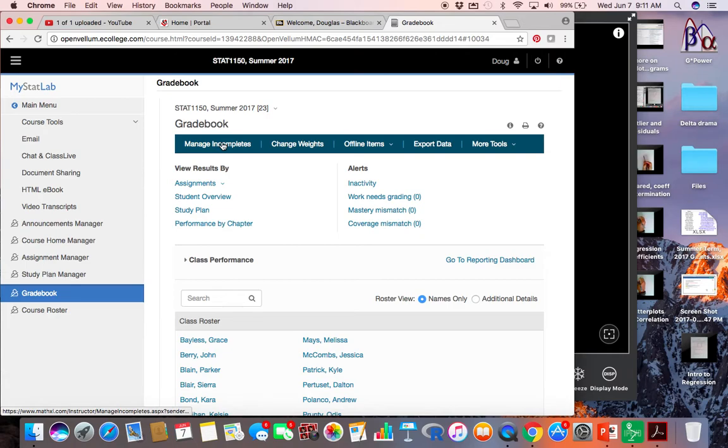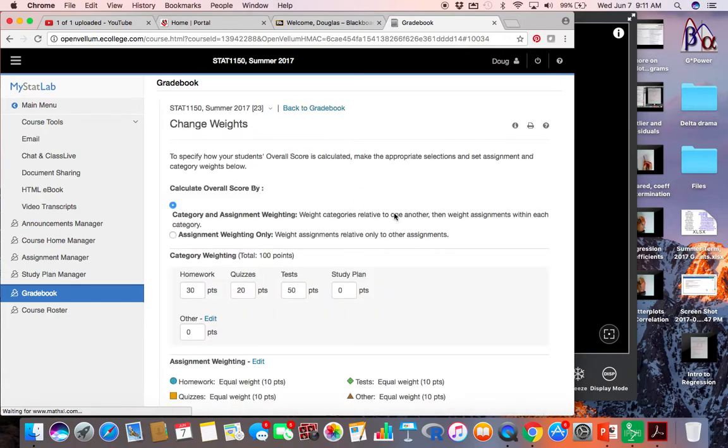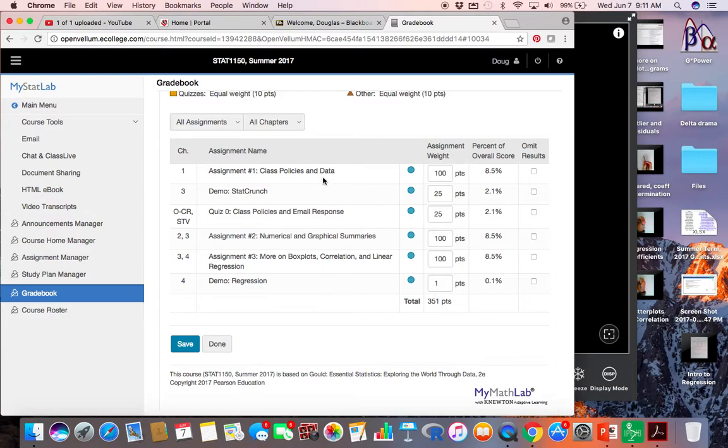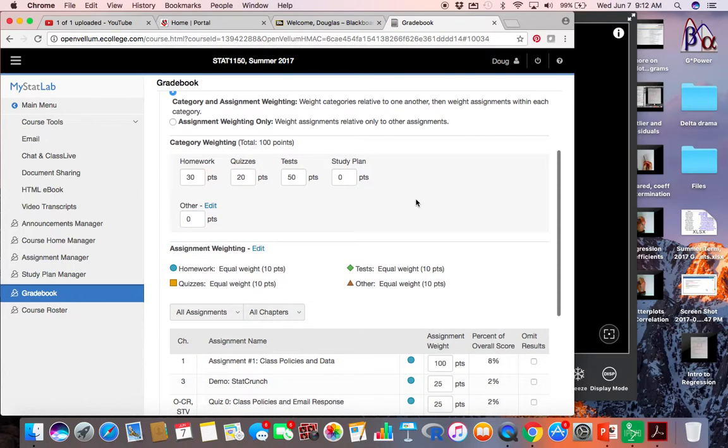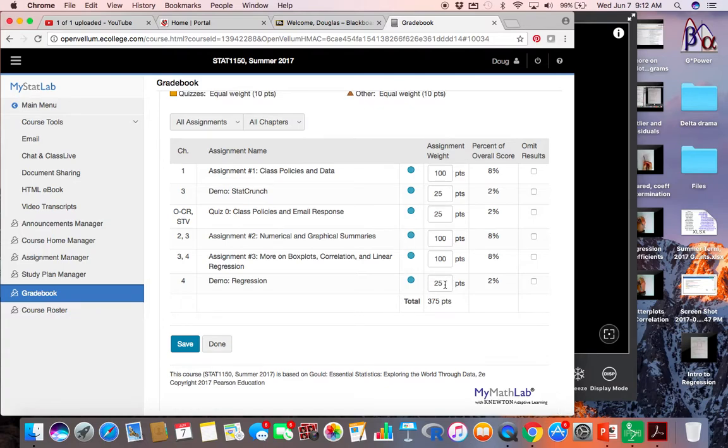When I go up here and do change weights, I go in and set the weights for all of your assignments. Anything that is a quiz has a 25 weight. So you've had so far 2 quizzes. You've had your email response, which all of you did very well. I'm going to make this a 25-point quiz. So as you follow through this assignment and work along with me, you're going to get credit toward a quiz. Now, it's only worth 1/4 of a regular assignment, and you're going to have more quizzes. You're going to have more demos.